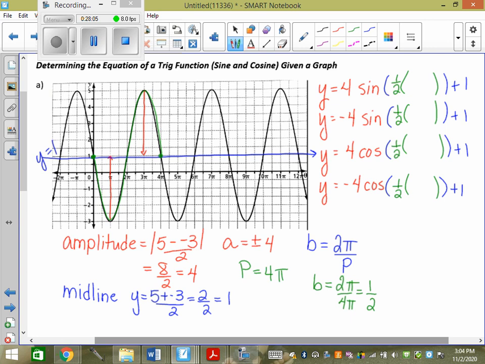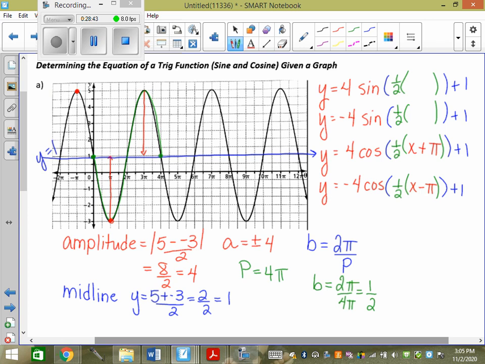I'm going to do my cosines first. To do my positive cos, I look for my closest maximum to the y-axis. My closest maximum is pi to the left away, right? So my positive cos, I'm actually going to go x plus pi. Negative cos, I look for my closest minimum. My closest minimum is actually pi to the right. So I'm going to go x minus pi.